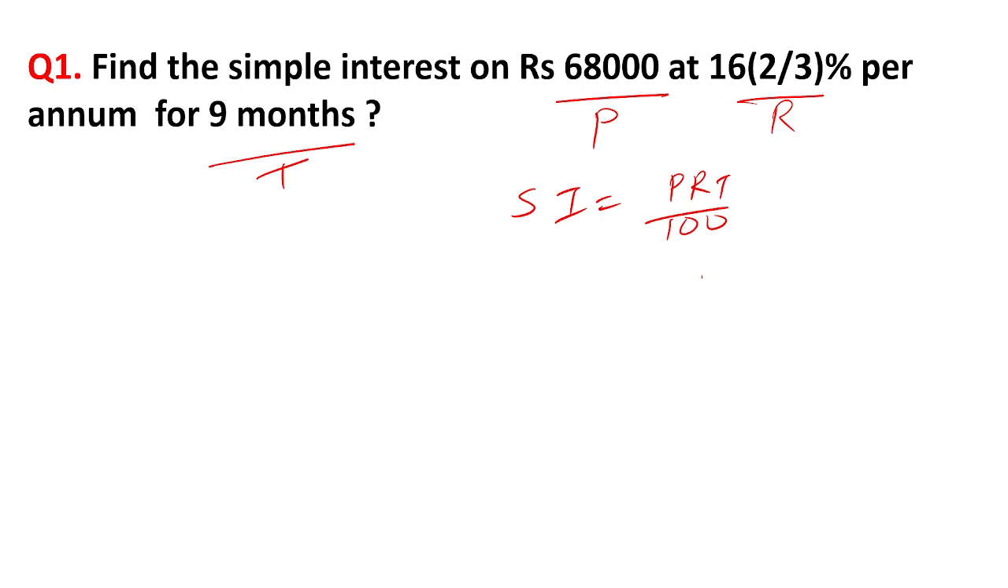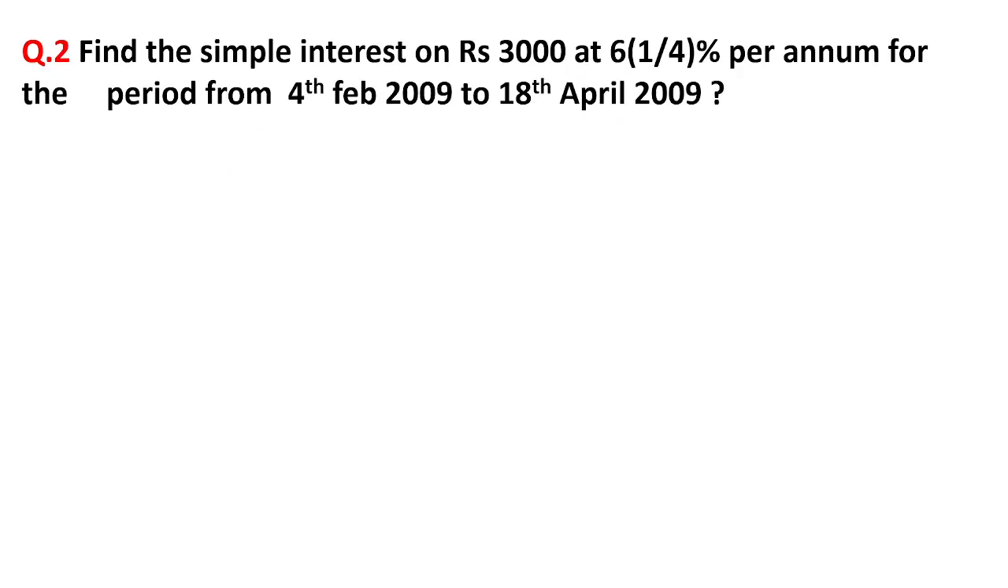So let's move to the next problem, that is, find the simple interest on rupees 3000. So 3000 means our P is 3000, at the rate 6 1/4%. You must know how to solve this 6 1/4%. I have already told in the last question. This is our rate per annum for the period from 4th Feb to 18th April. This is the tricky one.